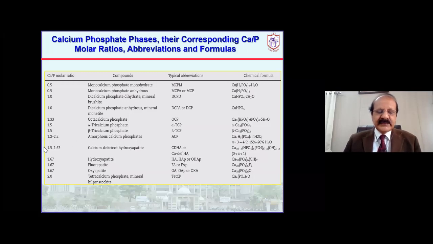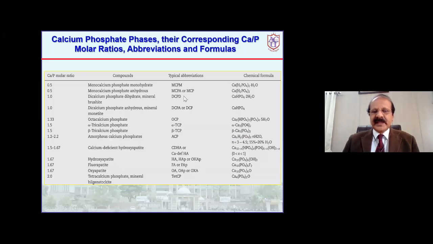When fluorine is present, it is fluorapatite. When excess oxygen is present, it is oxyapatite. They are all mentioned this way: HA, HAP, or OHAP, or FAP. Then we have tetracalcium phosphate, a mineral called hilgenstockite. And this is the chemical formula of each one of these calcium phosphates, but not all are useful in dentistry or even in other biomedical applications.